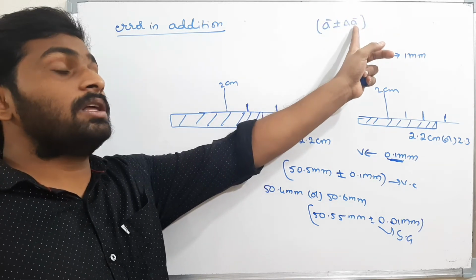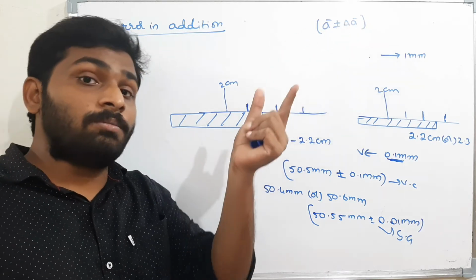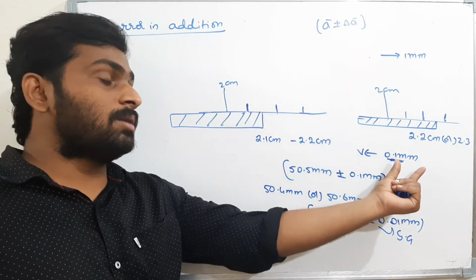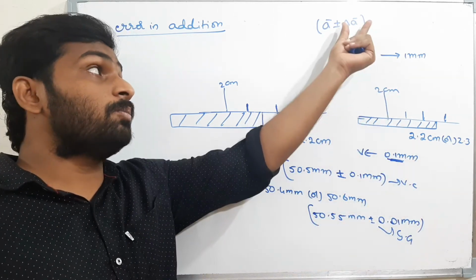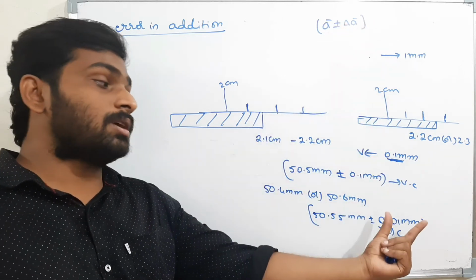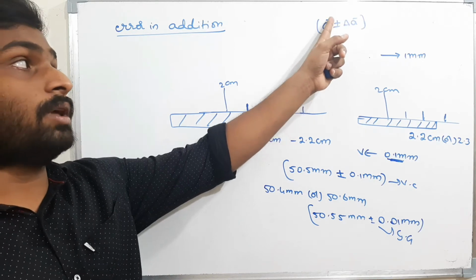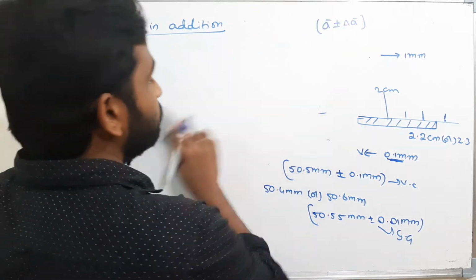The error will give me the least count of the instrument, and this will tell me with what instrument I measured it. If it is 1 millimeter, then I can say by normal scale. If it is 0.1 millimeter, then I can say it is by vernier calipers. If it is 0.01 millimeter, then I can say it is by screw gauge. Please remember this. I should represent it in the form of A bar plus or minus delta A bar. This is the concept. Now we will see.